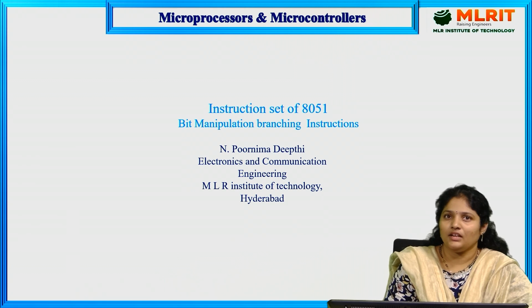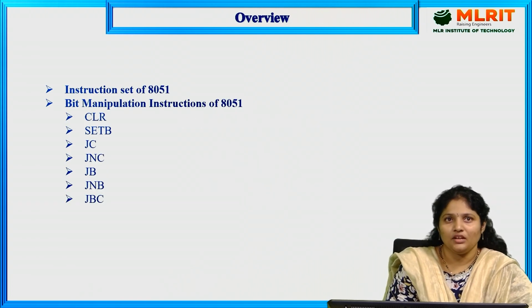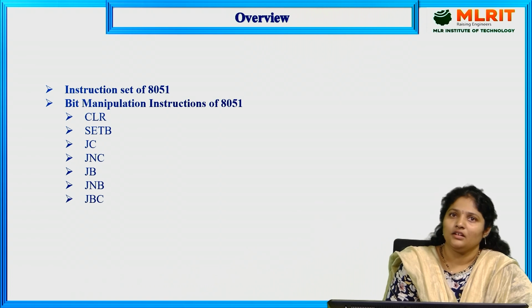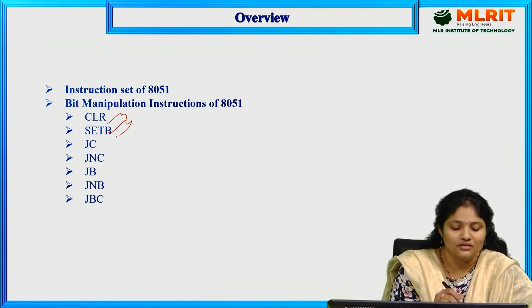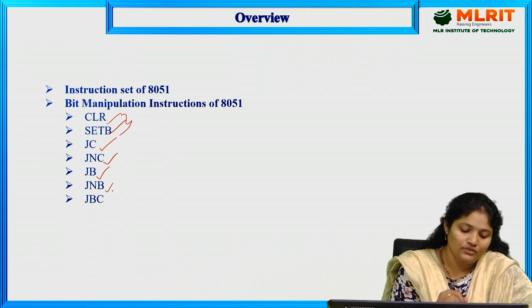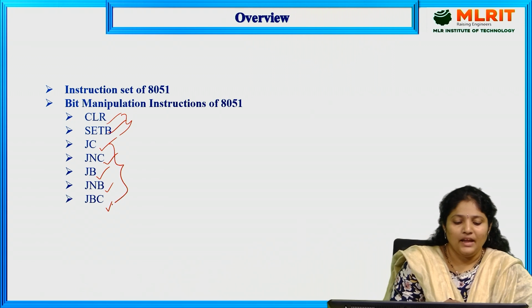In this one, particularly bit manipulation and branching instructions. This video is a part of the series on microprocessors and microcontrollers. Coming to the overview of today's presentation: how many types of instruction sets are there in 8051, and today's topic, bit manipulation instructions and branching instructions. Clear and set bit are the bit manipulation instructions, and clear carry, jump if carry, jump if no carry, jump below, jump if not below, and jump are the branching instructions.